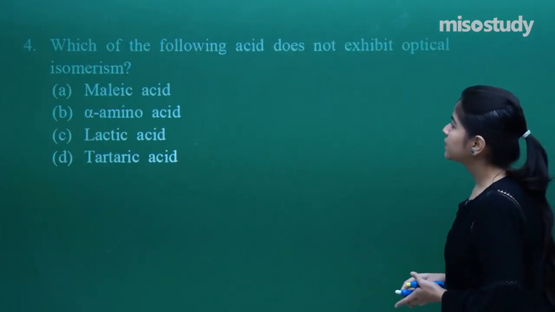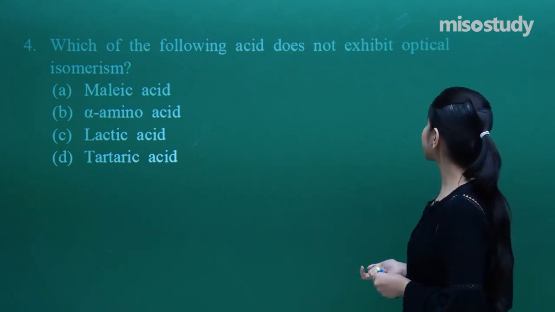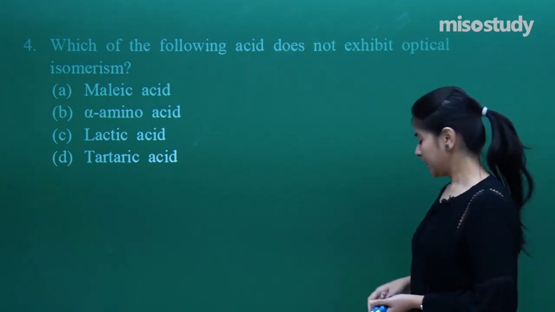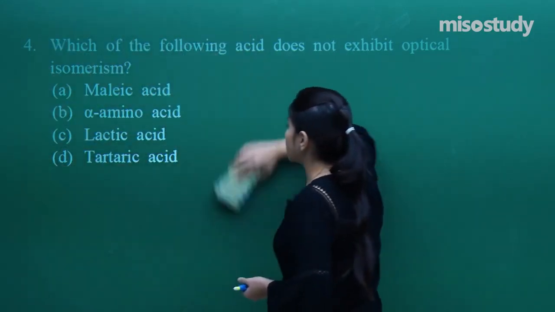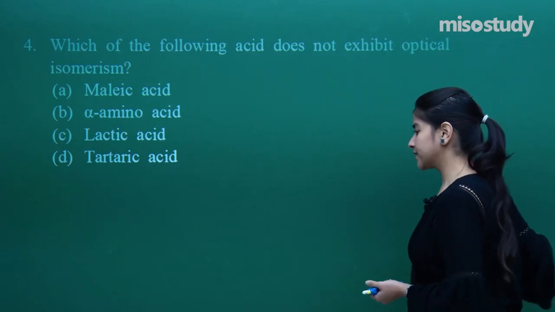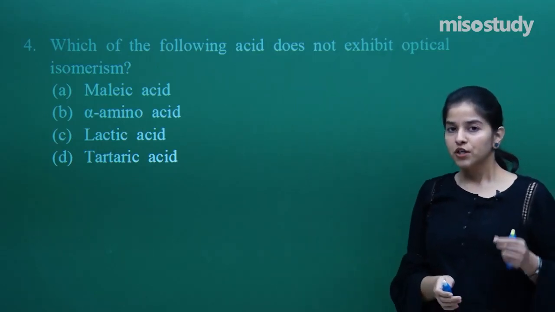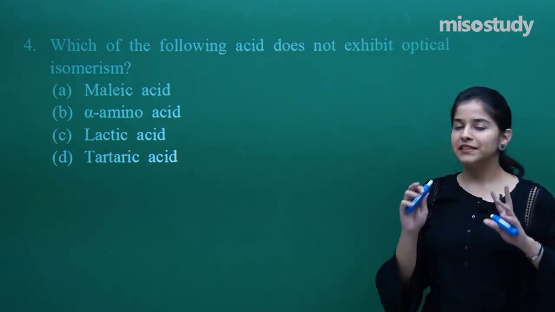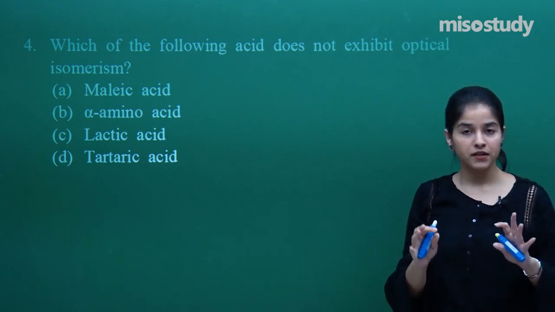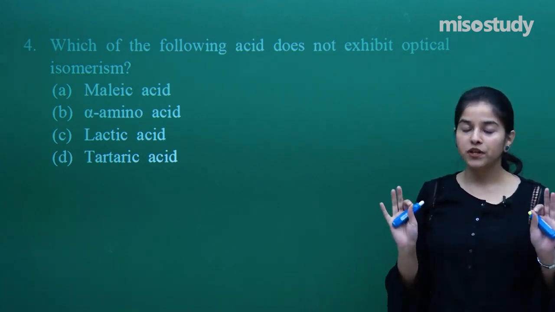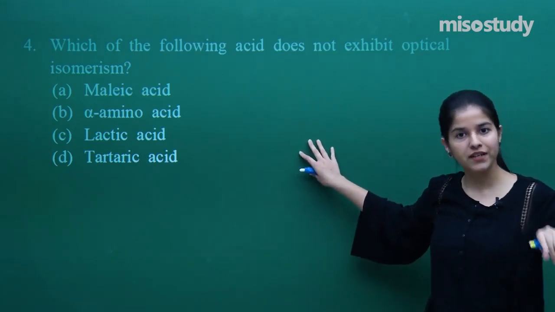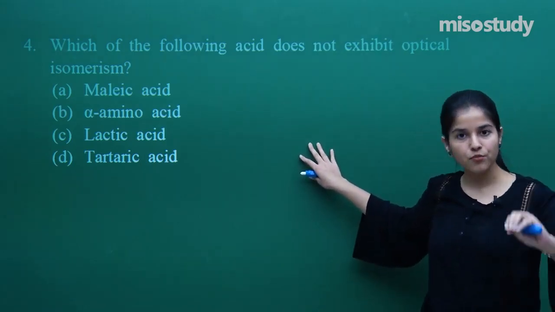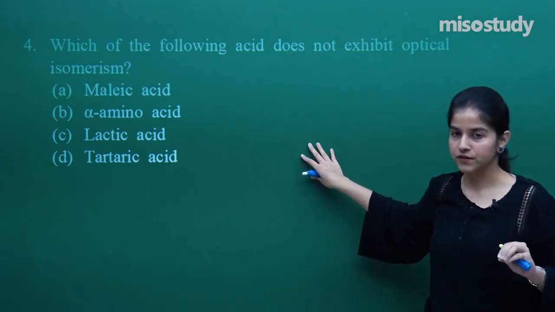Now the next question, which of the following acid does not exhibit optical isomerism? Now you must be observing over here that more of the questions are coming from tautomerism as well as optical isomerism. So you must be sure that these 2 topics must be very well understood by you, because mostly the questions arise from this topic, right? Optical as well as the tautomerism. That is the important thing over here which needs to be focused.